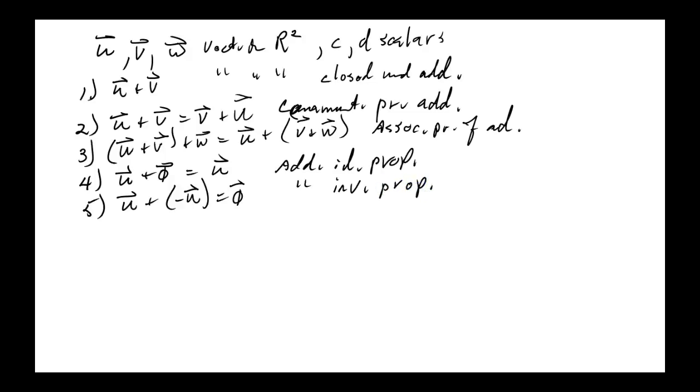Okay. Those are our 5 properties of vector addition. Basically, just what you would expect in real numbers. Same titles, same everything.